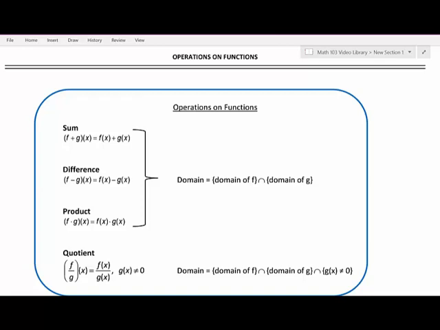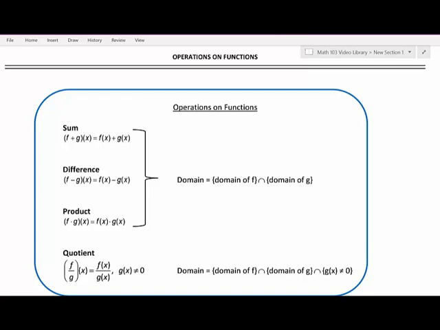So when finding the sum function, you just take the two functions, add them together, clean it up however you can by combining like terms. Our difference function, f minus g of x, is f of x minus g of x. So we take the first function, subtract the second function. We'll have to distribute the negative into the second function and combine like terms.